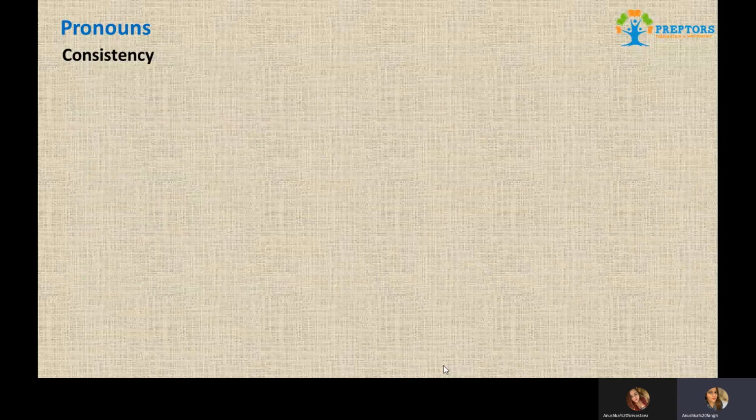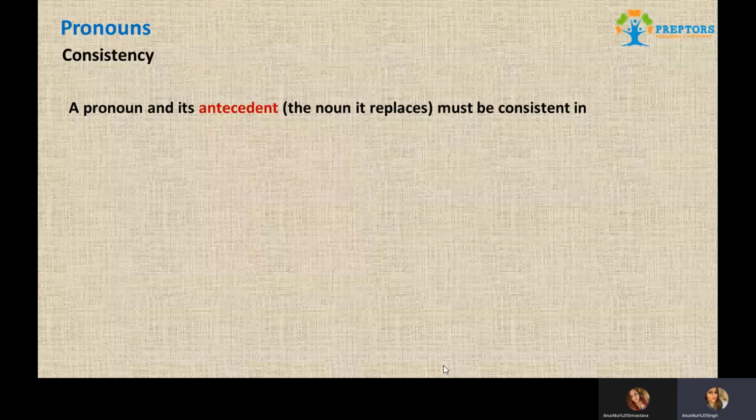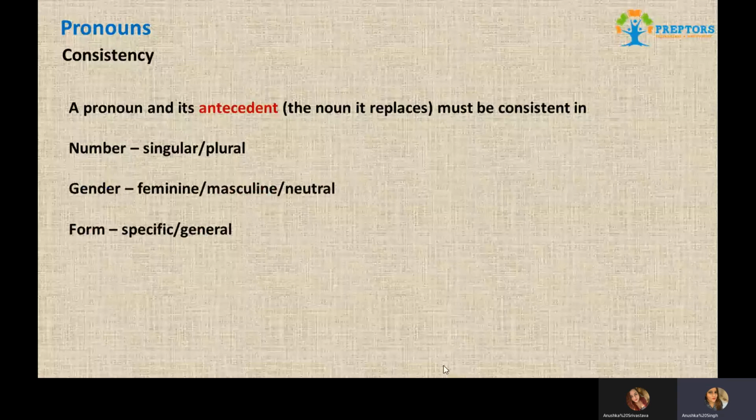Now the main rule with respect to pronouns is that we need to maintain consistency. The pronoun and its antecedent, which is nothing but the noun it replaces, have to be consistent in three things. First thing is number. So if an antecedent is singular, then it has to have a singular pronoun, and if an antecedent is plural, then it has to be substituted by a plural pronoun. Then we go to gender. Gender implies feminine, masculine, and neutral. And then we have form, which is specific or general.